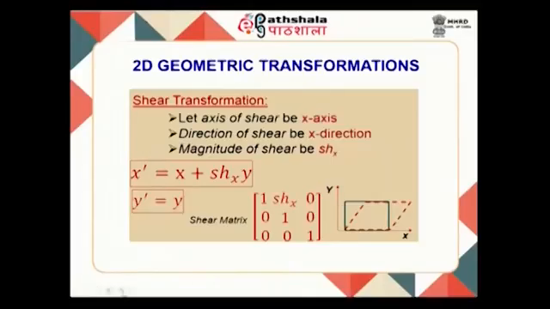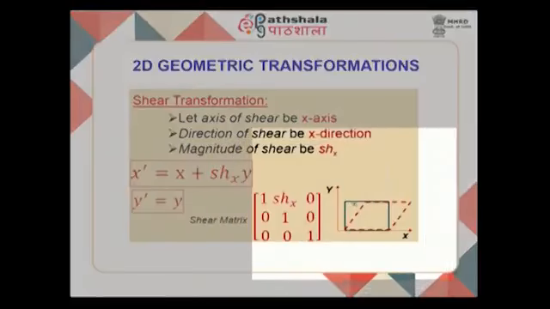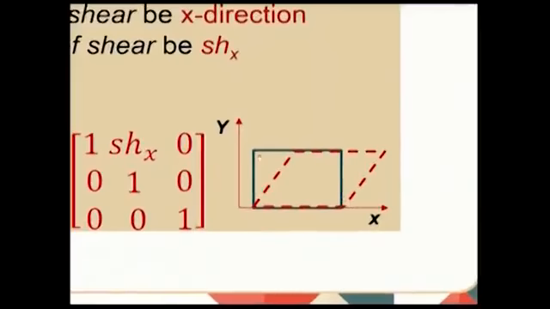Now, the example shown here is a rectangle. Before shearing it is a rectangle. After shearing, the shape has become like a parallelogram. So, you see the shape got distorted, the original shape is no more retained.